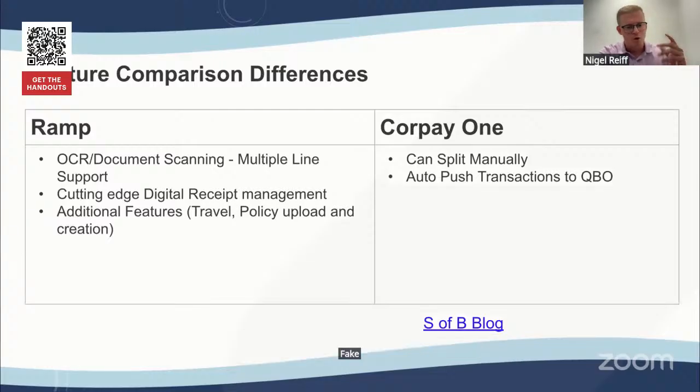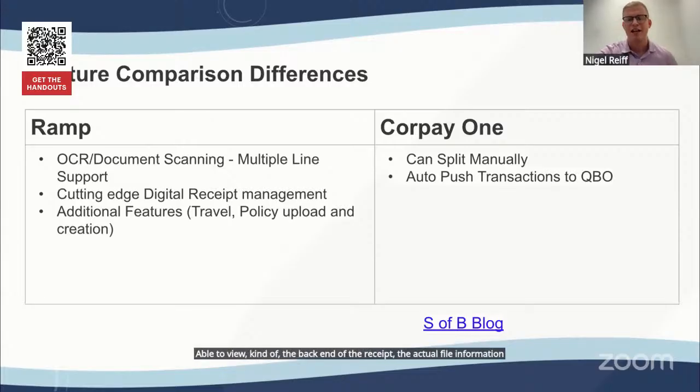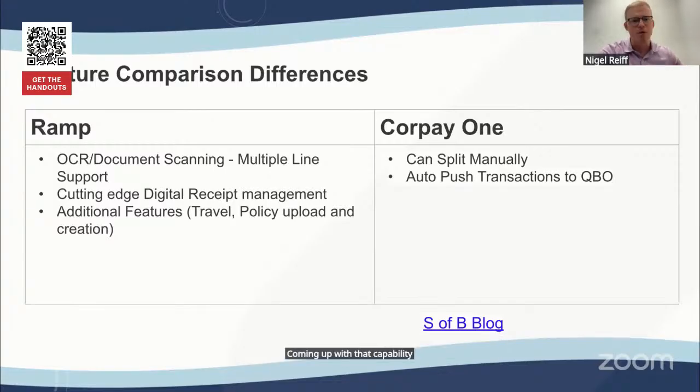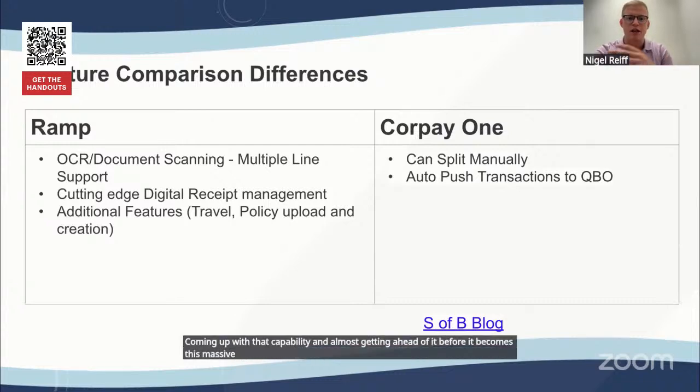So what Ramp's been able to do is view the back end of the receipt, the actual file information, and there's key information in there that helps us be aware of when it's AI generated. So like you said, we've started to lead the industry in coming up with that capability and almost getting ahead of it before it becomes a massive problem, understanding that this is going to occur. So let's get ahead of it and provide the protections for our customers so they're not falling victim to it.